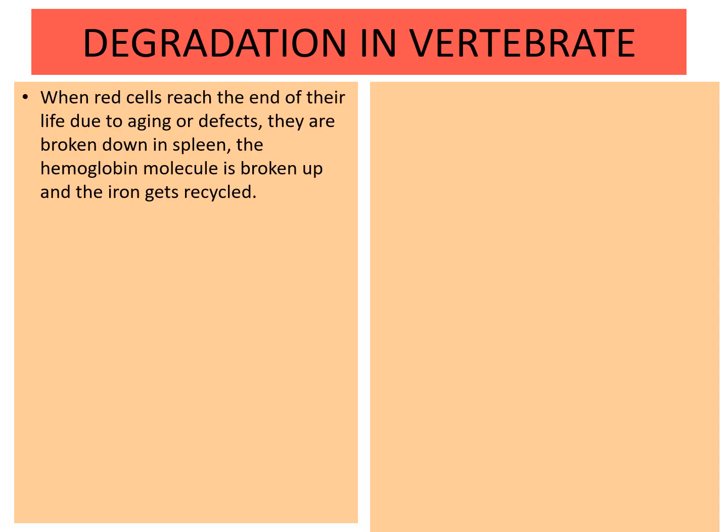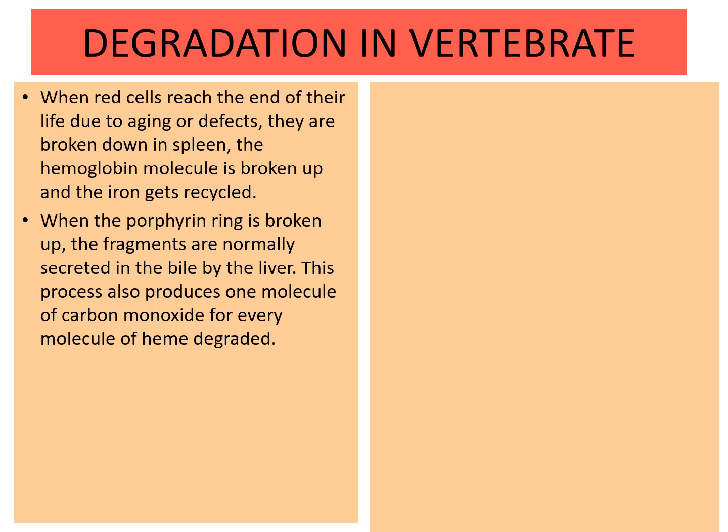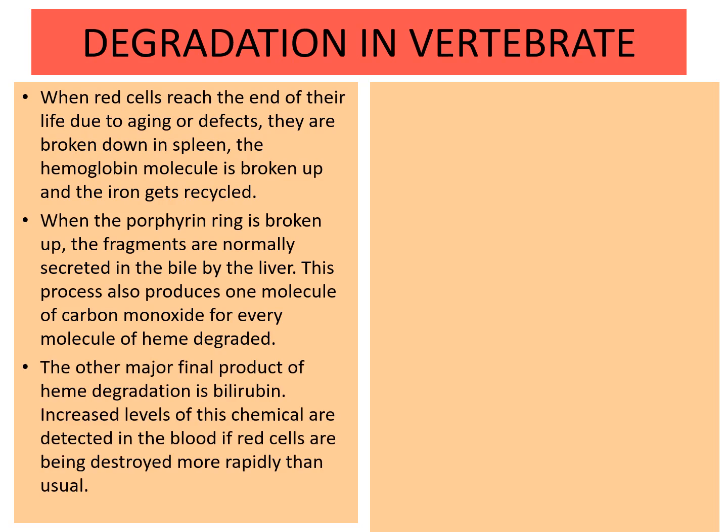When red cells reach the end of their life due to aging or defects, they are broken down in the spleen. The hemoglobin molecule is broken up and the iron gets recycled. When the porphyrin ring is broken up, the fragments are normally secreted in the bile by the liver. This process also produces one molecule of carbon monoxide for every molecule of heme degraded. Another major final product of heme degradation is bilirubin.